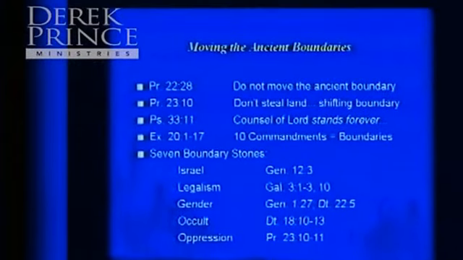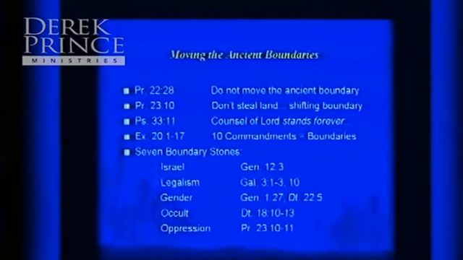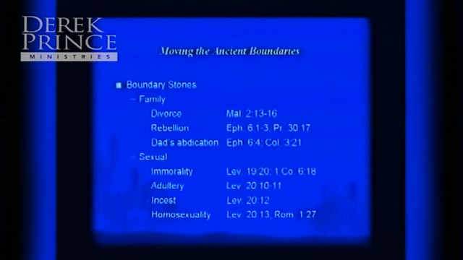Why does Deuteronomy 22:5 say that a man should not wear a woman's clothes and vice versa? Because God has created men and women. And when you blur those distinctions and you talk about unisex and homosexuality and things like that, you come under a curse. The occult, that's a boundary stone. We don't mess with that. There are prohibitions on oppression. There are boundary stones in the family.